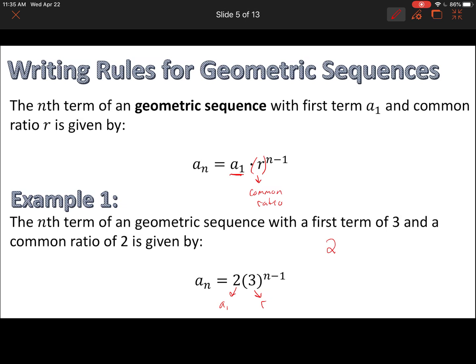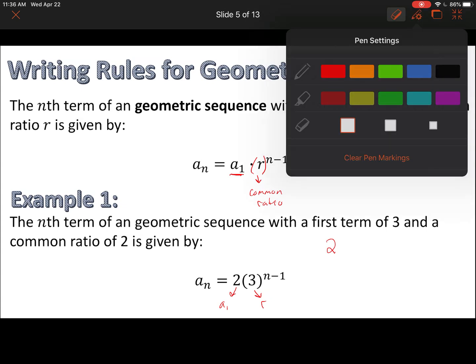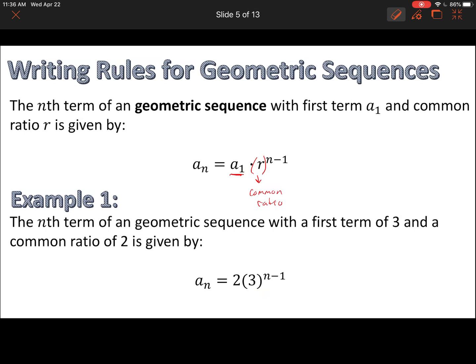Oh, these are messed up. Hold on a sec, let me fix this. Alright, I'm going to cross this out. First term of 2 and a common ratio of 3. Alright, now our formula is correct. Sorry about that. Okay, so let's start that again.